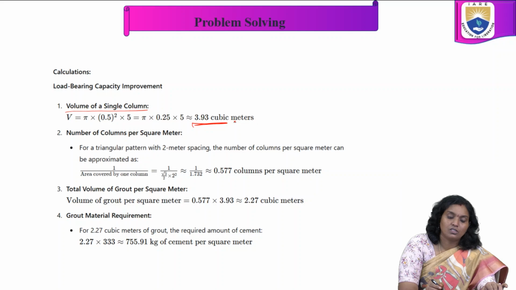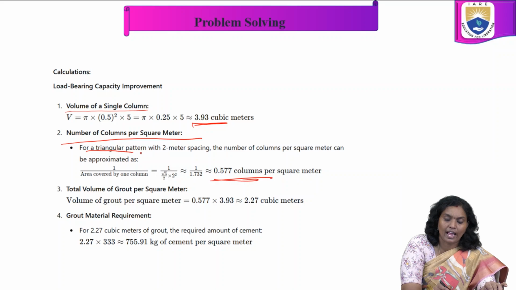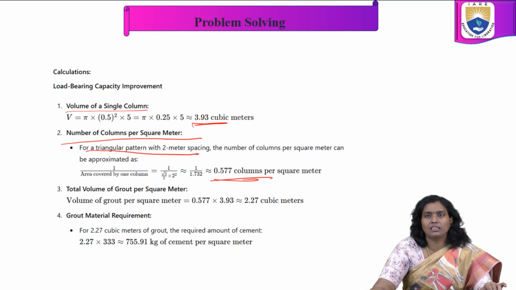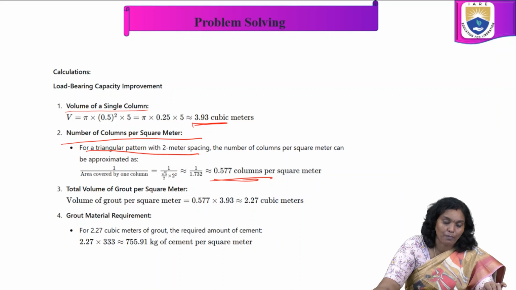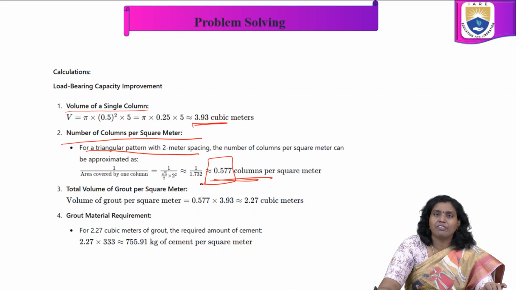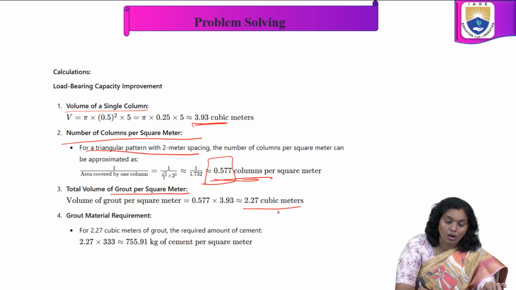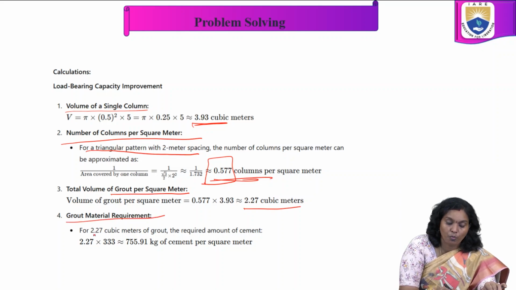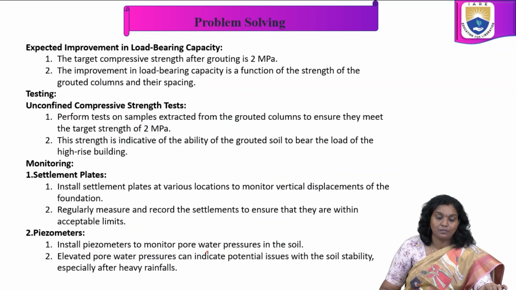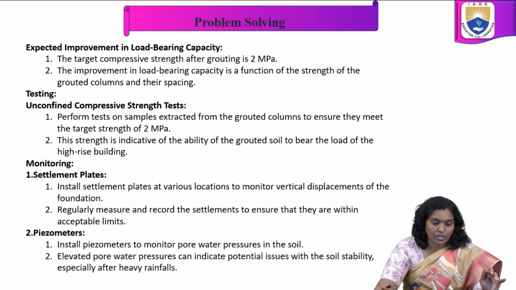The first thing, we are going to calculate volume of single column. We'll get some answer. So number of columns per square meter, we are doing that calculation as per triangular pattern with 2 meter spacing. The number of columns per square meter can be approximated as. So like that, the approximate one is the answer for columns per square meter. Total volume of the grout per square meter. Now grout material requirement for 2.27 cubic meter grout, the required amount of cement we are going to calculate.